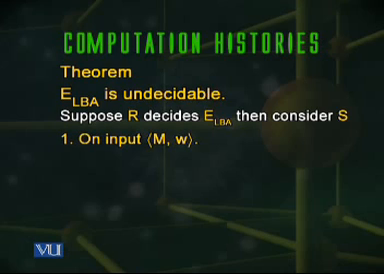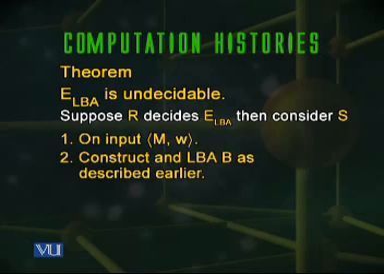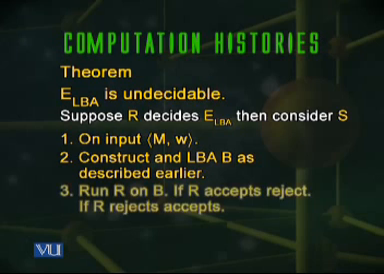On input m, w, it constructs the linear bounded automaton B that we have described earlier. Remember that the language of B is going to be empty if m does not accept w, and it's going to be not empty if m accepts w. So now decider S can run R on B. If R accepts, that means the language of B is empty, which means m does not accept w, and therefore S can simply reject its input.